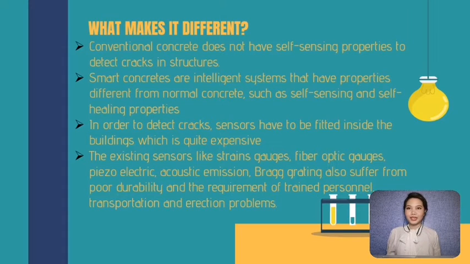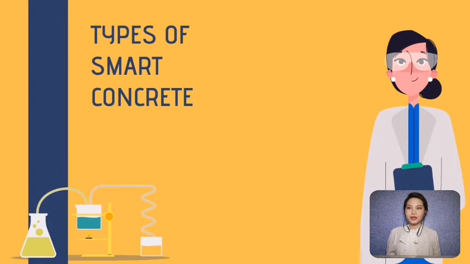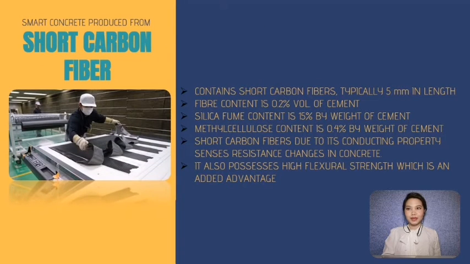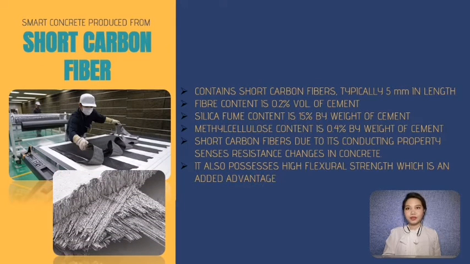There are mainly two types of smart concrete. The first is smart concrete made from short carbon fiber, and the second is smart concrete made from carbon nanotubes, or CNTs. Typically, 5 mm carbon fibers are used. Fiber content is 0.2 volume percent of cement, silica fume content is 15% by weight of cement, and methyl cellulose content is 0.4% by weight of cement. The advantage is that short carbon fibers, due to their conducting property, sense resistance change, and they also have high flexural strength, which is an added advantage.